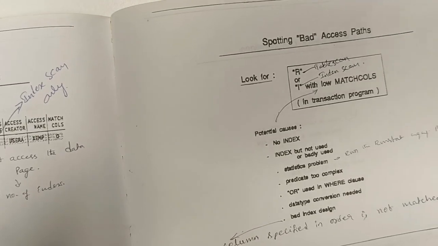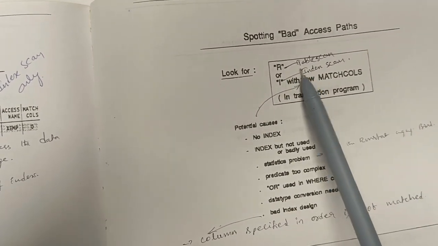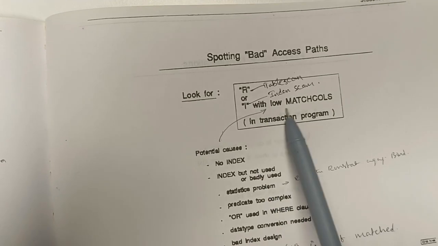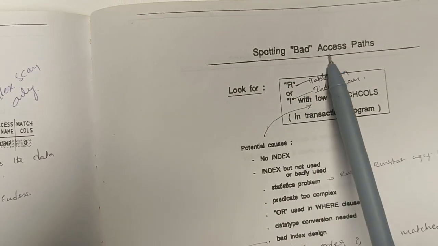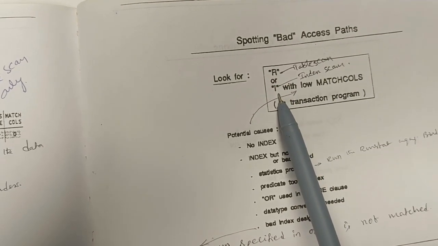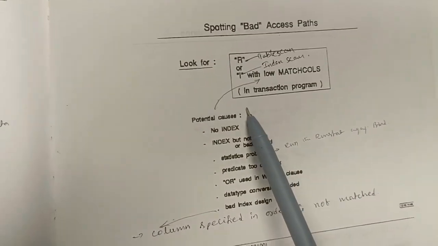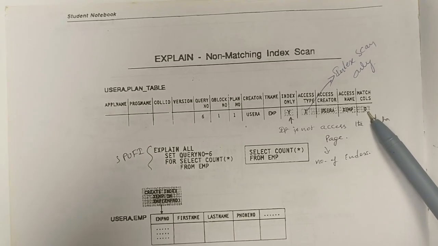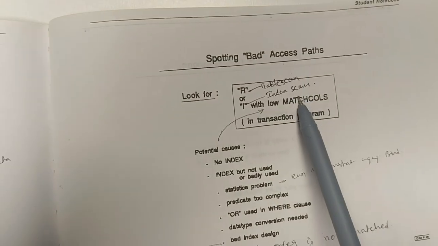And we will see some of the bad access paths, and what to look for. R means table space scan. I means we have seen low matching index column. These are bad access path methodologies. If you are using R, or I with low matching columns, meaning matching columns is 0, that is a bad access method. We have to always use a match column of 1, with an index scan I.